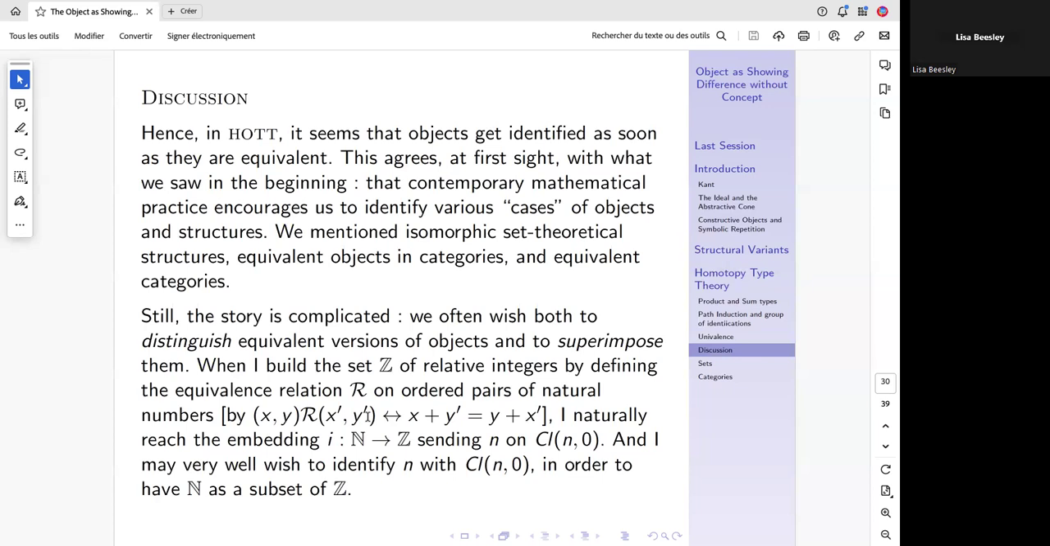Then in HoTT, it seems that we can identify objects as soon as they are equivalent. And this seems to agree with what we saw in the beginning, that contemporary mathematical practice encourages us to identify various cases of objects and structures. We mentioned isomorphic set theoretical structures or structured objects, equivalent objects in categories, and equivalent categories. But I think that the situation is more complicated if we look at contemporary mathematical practice. We both wish to merge objects and to distinguish between them.